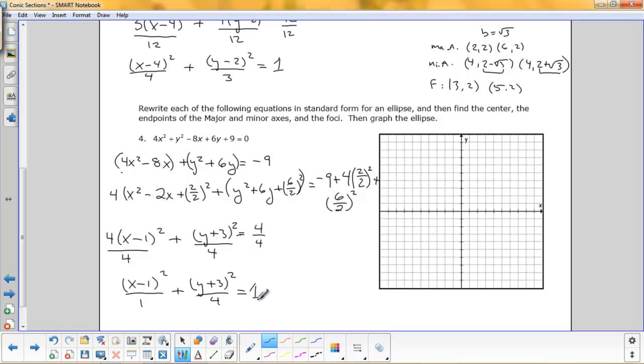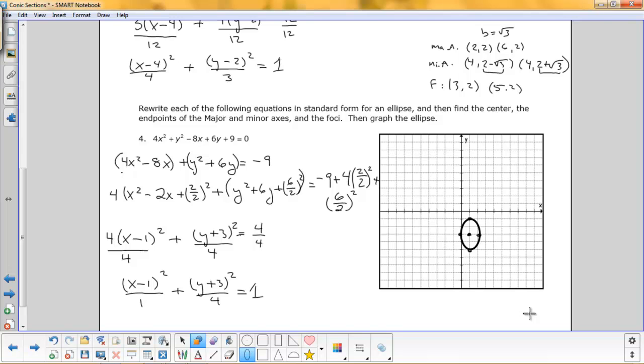Okay. Now it's asking me to graph the ellipse and find its critical values. I do find that graphing the ellipse first will help me find the critical values a lot better, so I'll go ahead and do that. At (1, -3), I find my center. The value of a is going to be 2. The value of b is going to be 1. And my ellipse looks like this.